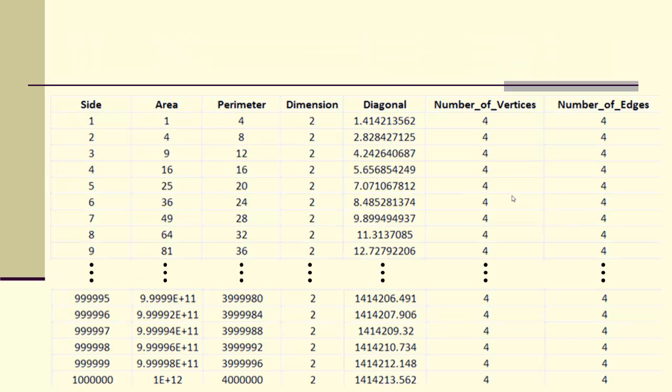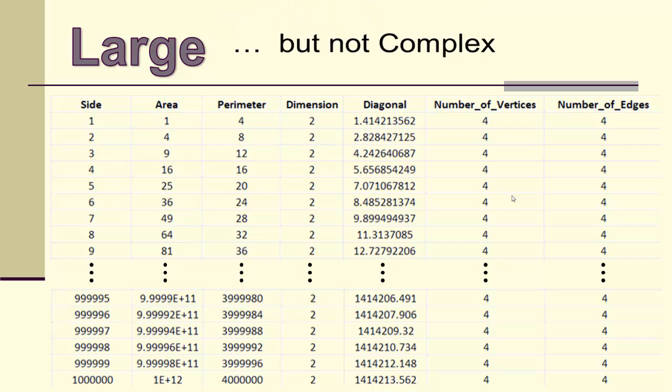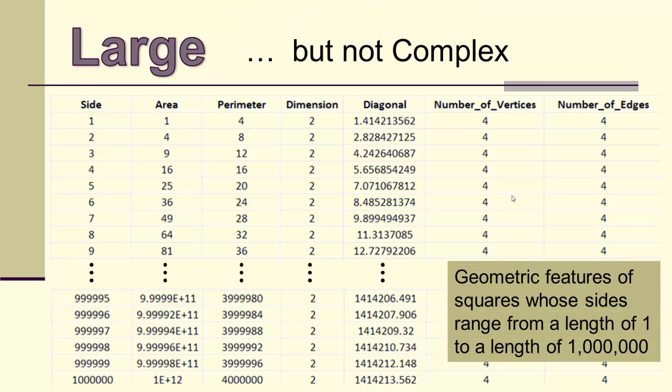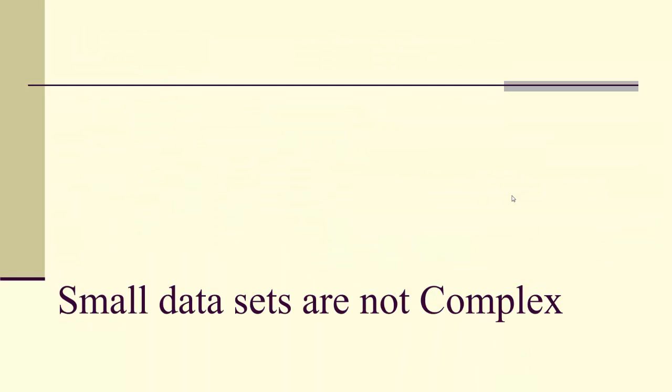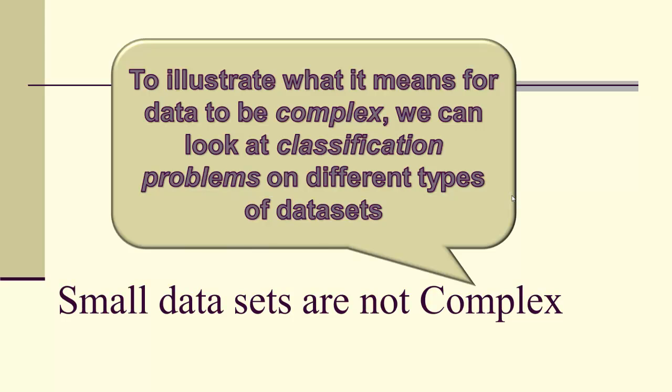So for example, here is a data set that is very large. There are 1,000,000 rows or 1,000,000 features that we're considering, but it's not complex. In fact, if you look closely, you'll notice that this data set is geometric features of squares whose sides range from a length of 1 to 1,000,000. Now, small data sets can't be complex. Large data sets aren't necessarily complex. So, to illustrate what it means to be complex, we're going to look at classification problems on different types of data sets.